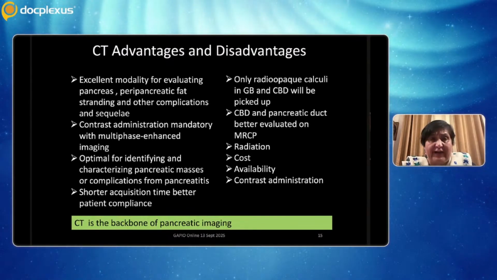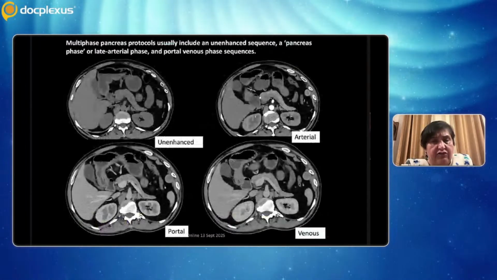CT is the backbone of pancreatic imaging. It's an excellent modality for evaluating the pancreas, peripancreatic fat stranding, other complications. Contrast administration is mandatory with multi-phase enhanced imaging. It's optimal for identifying and characterizing pancreatic masses, complications from pancreatitis because of shorter acquisition times and better patient compliance. However, only radiopaque calculi in the gallbladder and CBD will be picked up. The CBD and pancreatic duct are better evaluated on MRCP. Radiation is associated with CT. Cost, availability, and contrast administration are the other drawbacks.